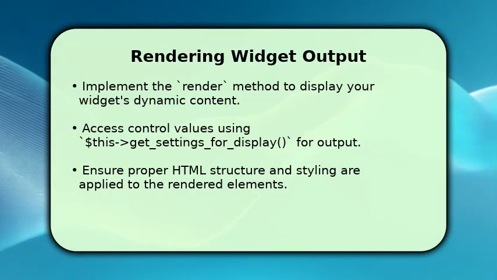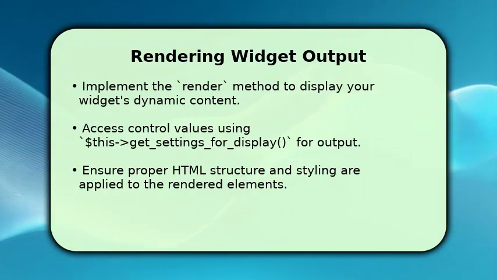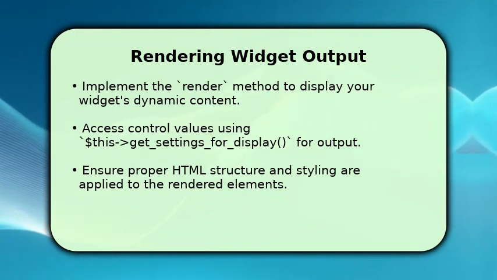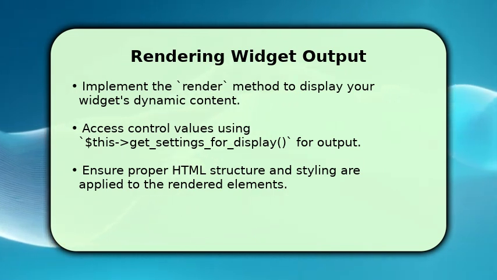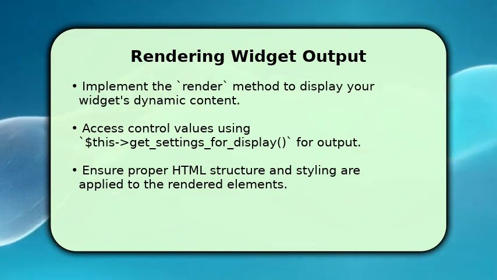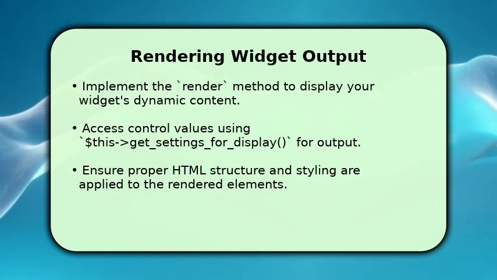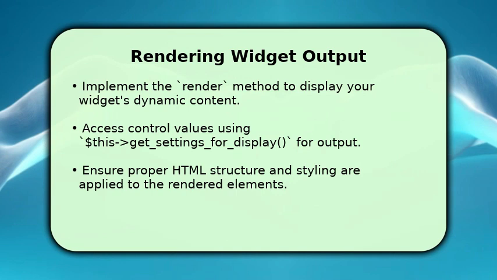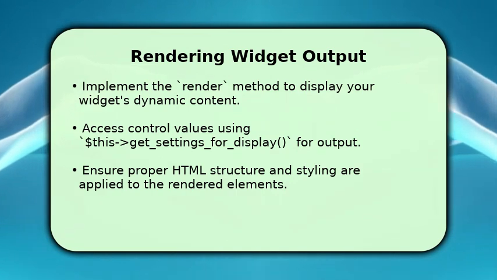With controls in place, the next step is to render your widget's output on the front end. This is handled by the render method, where you'll retrieve the values set by the user through your controls. You'll then use these values to generate the HTML that appears on the page. It's important to ensure your HTML is well-structured and accessible, providing a seamless experience for visitors. This is where your widget truly comes to life.